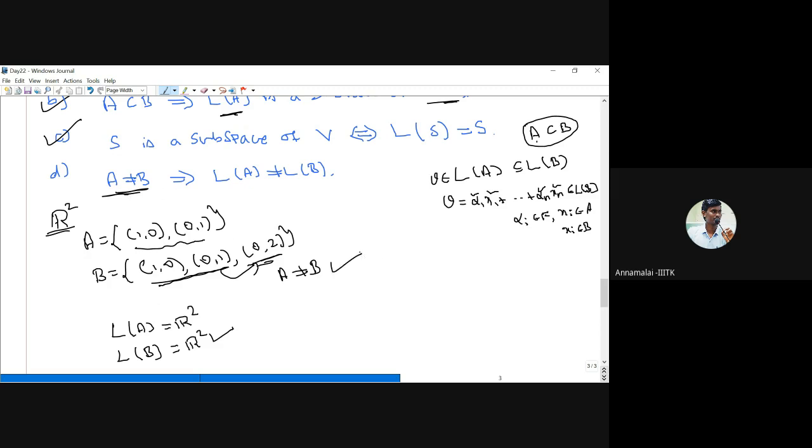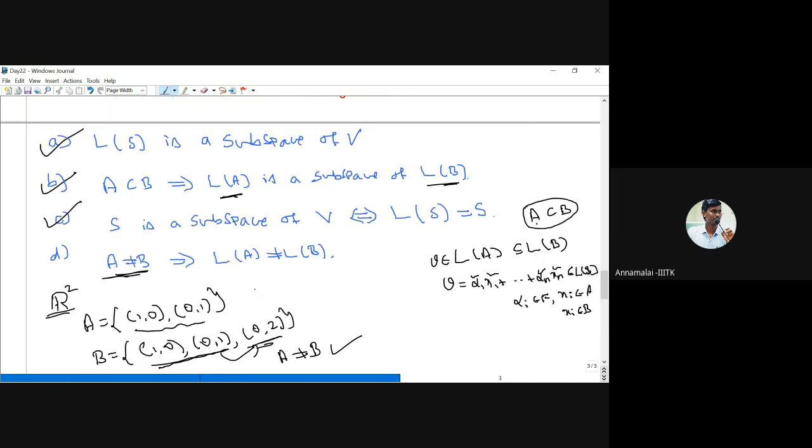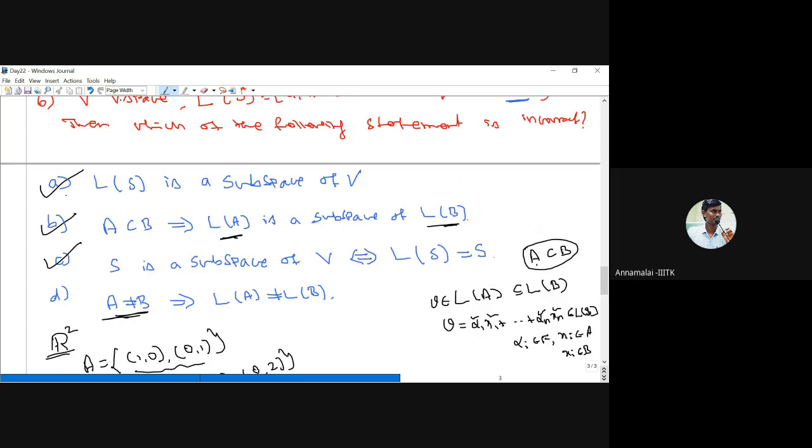Therefore, these two sets contradict the last statement: A is not equal to B, but we get L of A equal to L of B. Therefore, they are asking for the incorrect statement. These are all correct statements, and the last one is the incorrect statement.